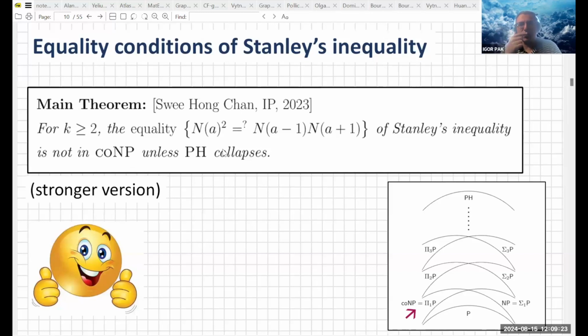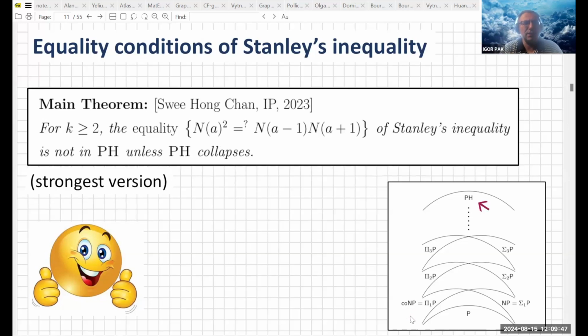So in particular, this is stronger than being in sharp P, which is basically counting all the witnesses. As you can see, the polynomial hierarchy is up there, CoNP is right here, so you should not expect a collapse. And I know this is way too many computer science complexity classes, but let me not ask if you understand this, so you don't have to sit in stunned silence. Let me just continue with our main results.